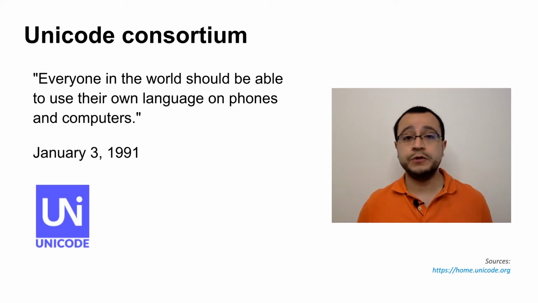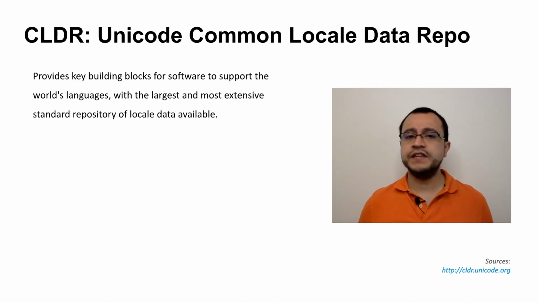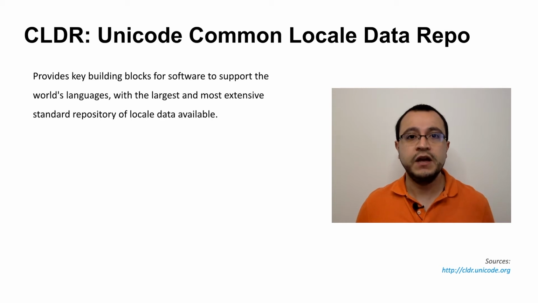The Unicode consortium is in charge of maintaining the CLDR. More on that in a minute. And more importantly, something that humanity could not live without in the modern world: emojis. Let's talk about the CLDR. It stands for the Unicode Common Locale Data Repository. It provides the key building blocks for software to support the world's languages with the largest and most extensive standard repository of locale data available.